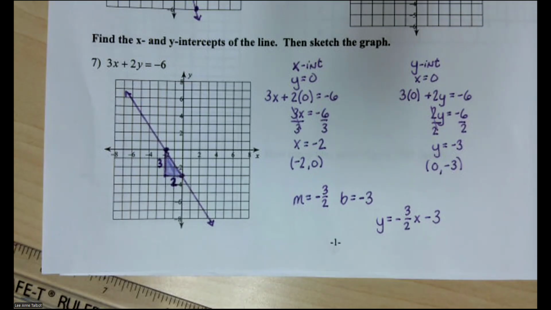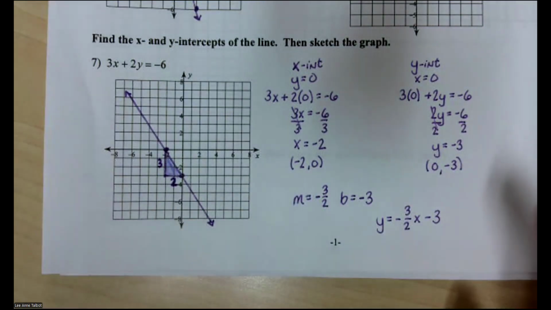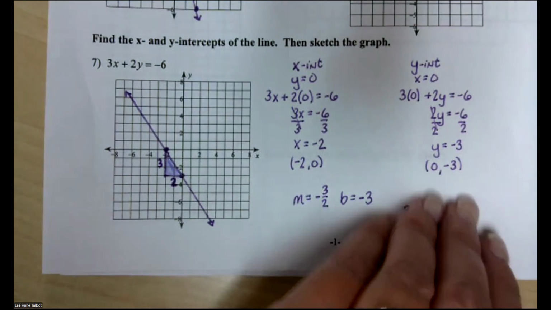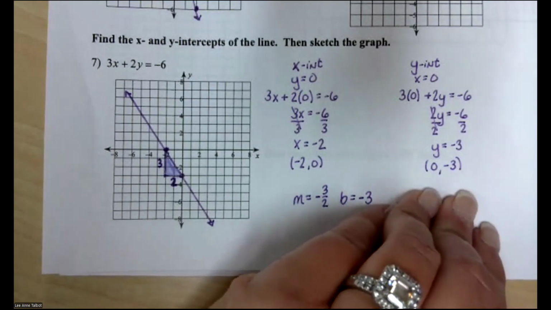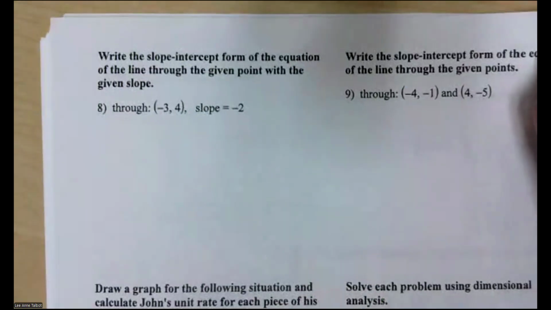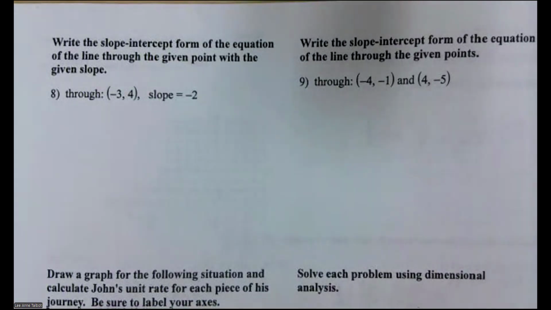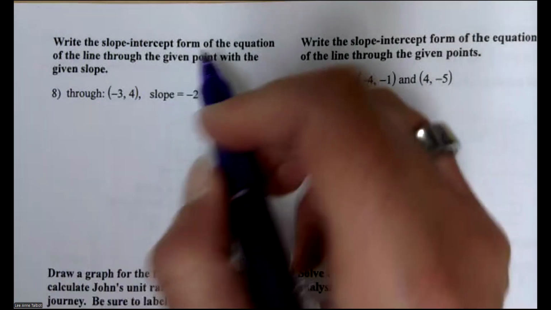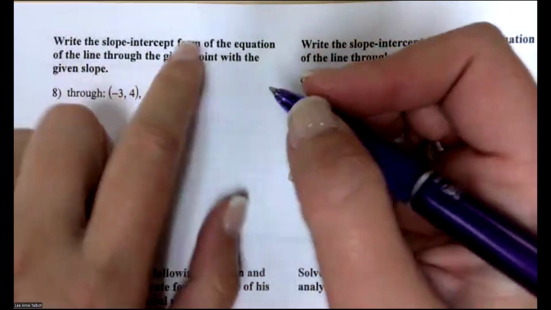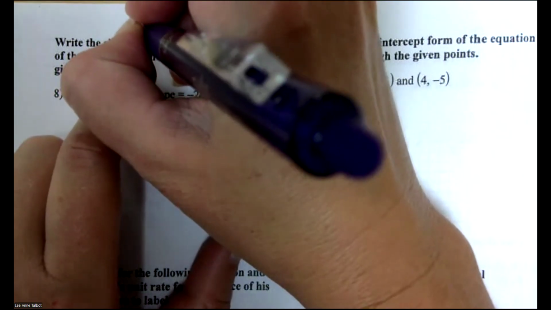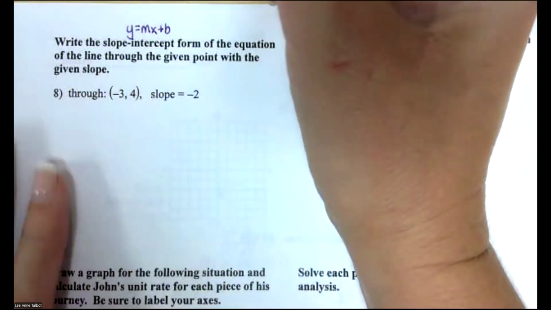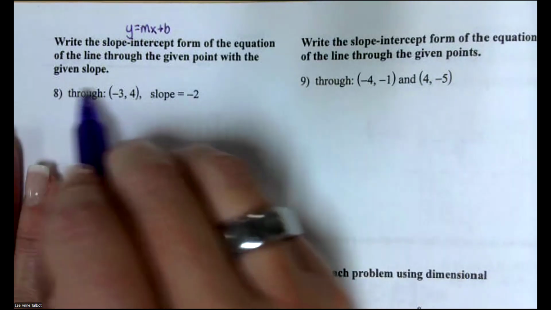All right, flip to number 8 when you're ready. Okay, write the slope-intercept form of the equation of the line. Slope-intercept form just means y equals mx plus b of the equation of the line to the given point with the given slope.